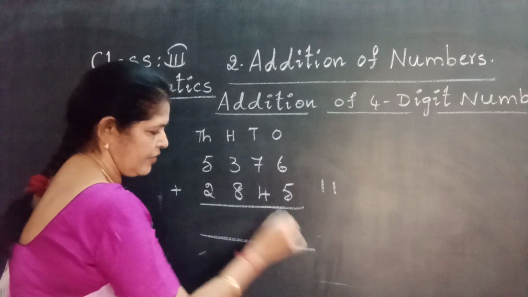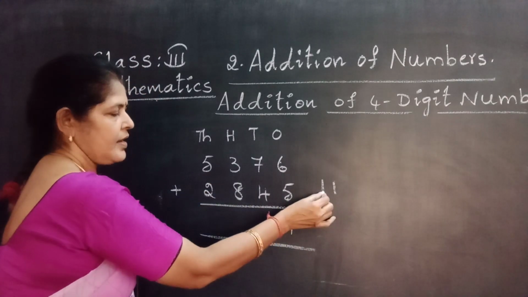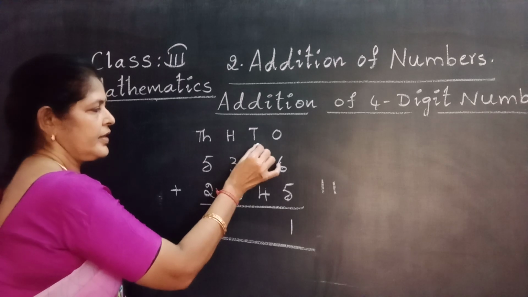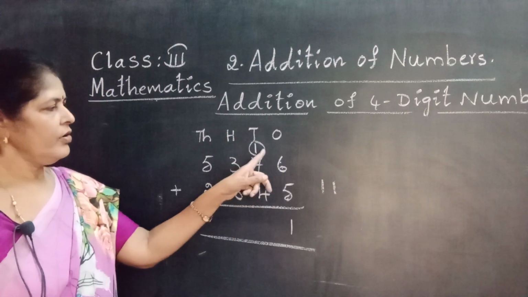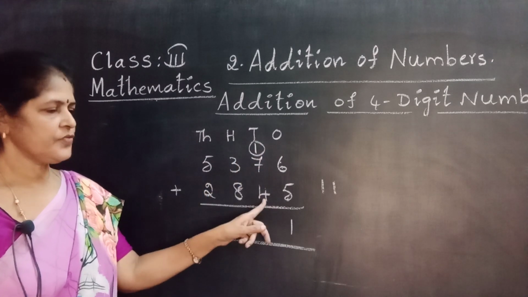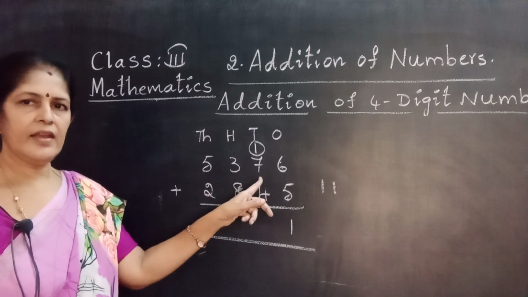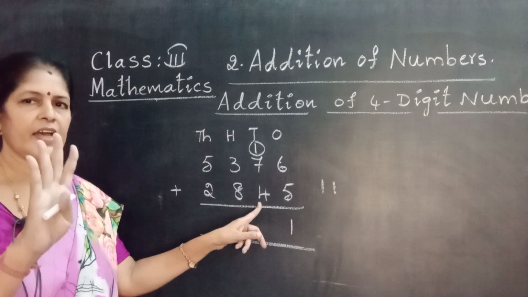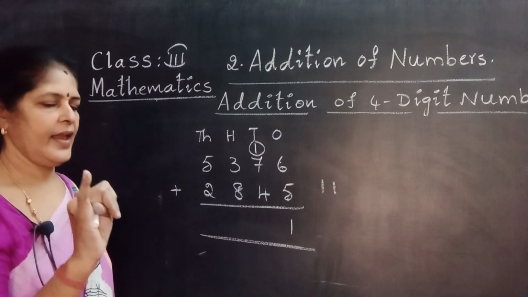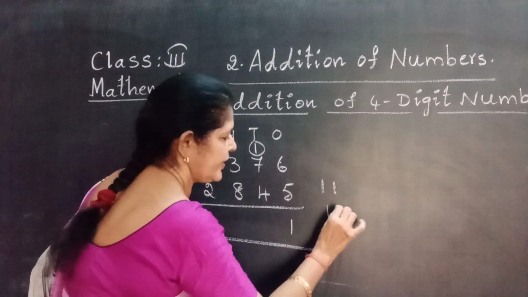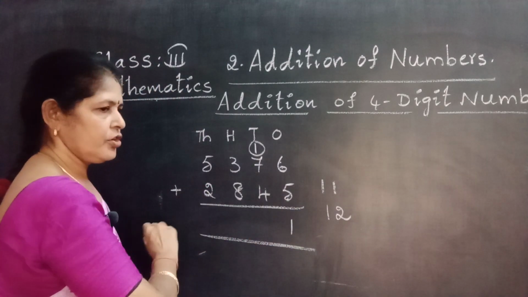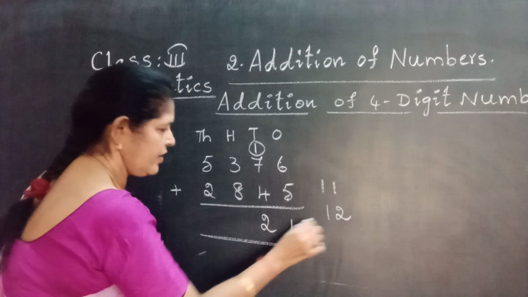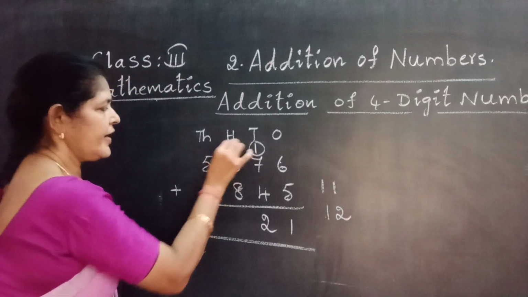Ones number right in the ones place. This tens number carry forward to tens place. That means write above 7. Now add 1 plus 7 plus 4. 1 plus 7, 8. Take 4 fingers, 8 after 9, 10, 11, 12. Again we get a 2-digit number. 2 right here, 1 carry forward to hundreds place.